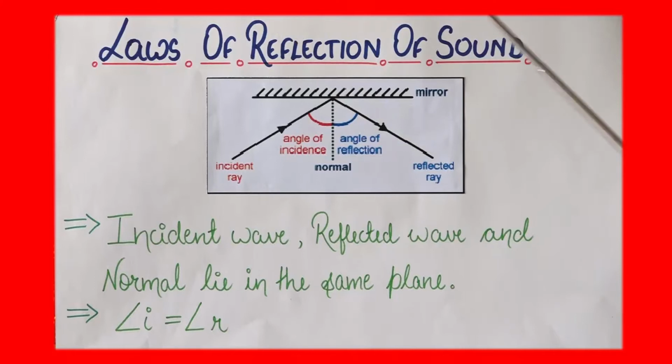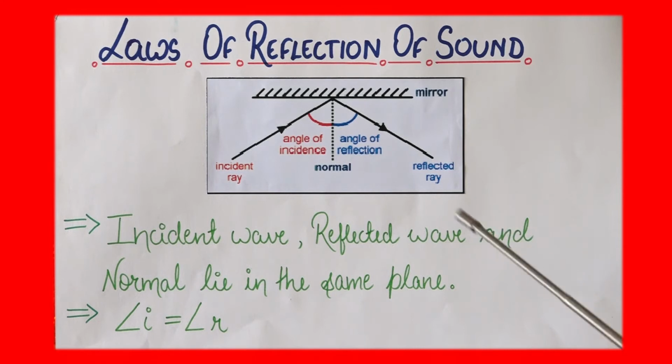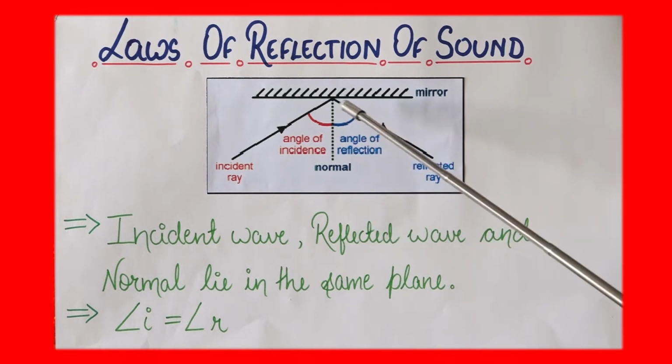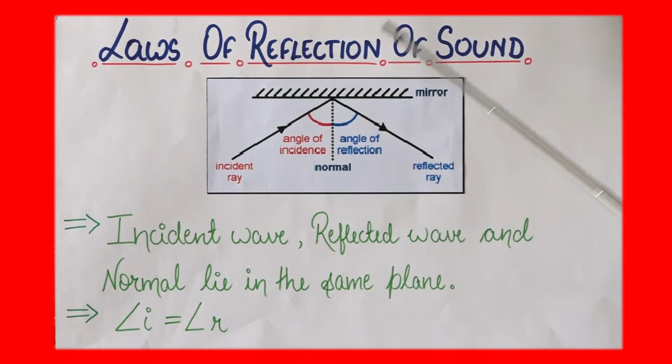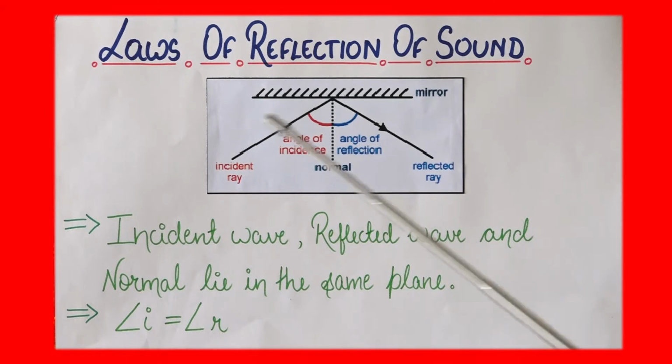Laws of reflection of sound. Sound bounces off a solid or a liquid like a rubber ball bounces off a wall. Like light, sound gets reflected at the surface of a solid or a liquid and follows the same laws as the reflection of light. There are two laws of reflection of sound.